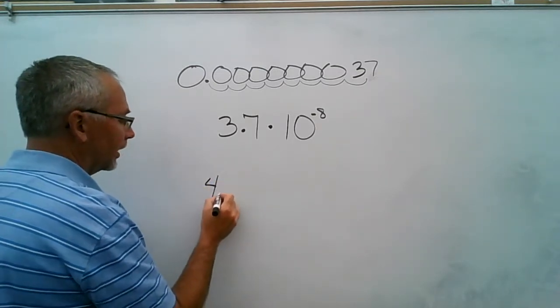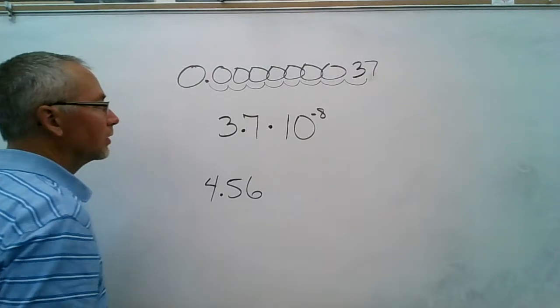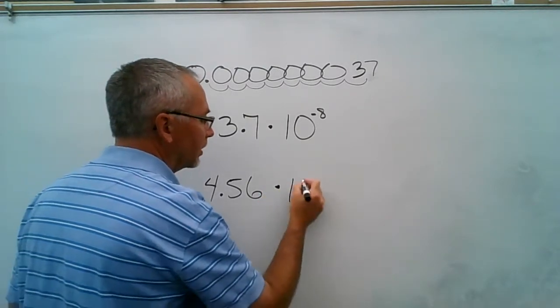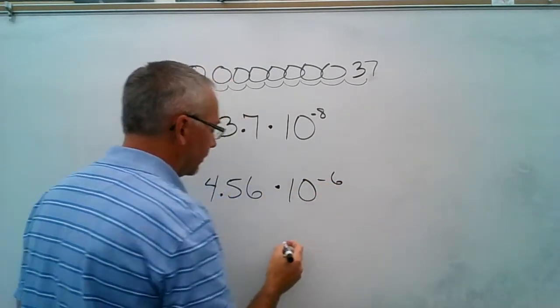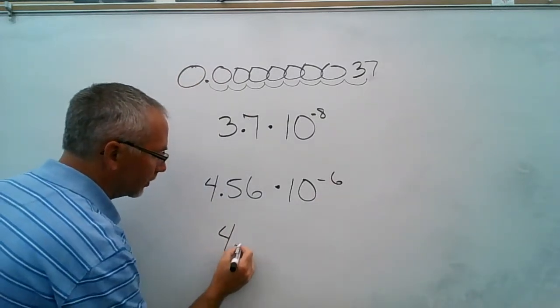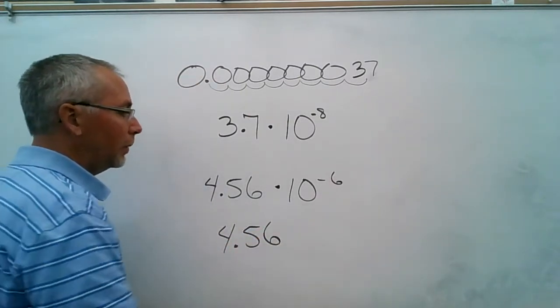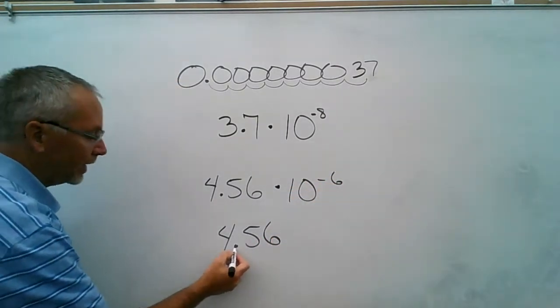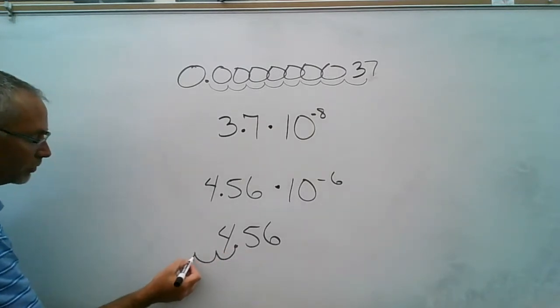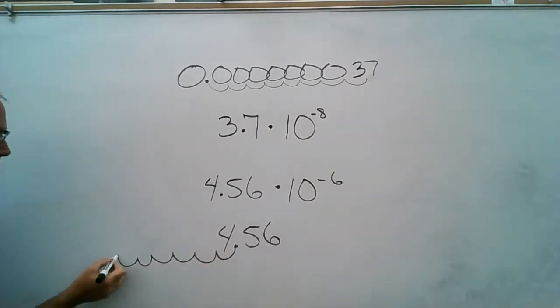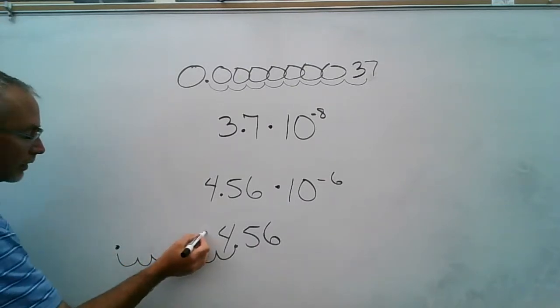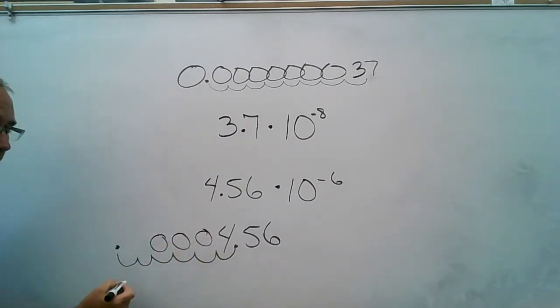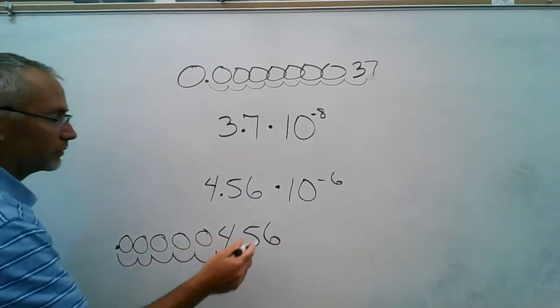What if I had something like 4.56 times 10 to the negative 6? Well, that's going to give me 4.56. But now it says I'm going which direction? I'm going to have to move it 6 spots this way. 1, 2, 3, 4, 5, and 6. I'm going to put my decimal there. 0, 0, 0, because I have nothing there, right? 0 and 0. Now I get rid of the decimal there. My new number looks like this.